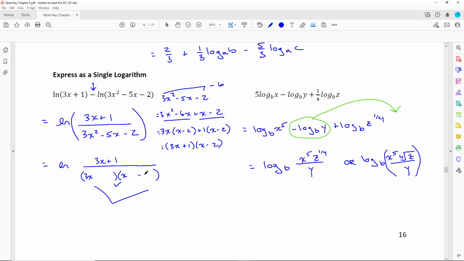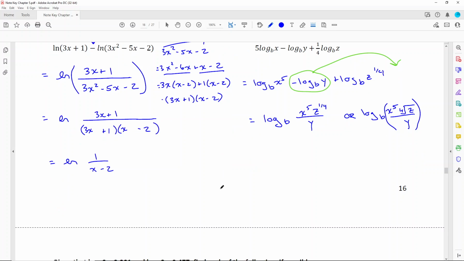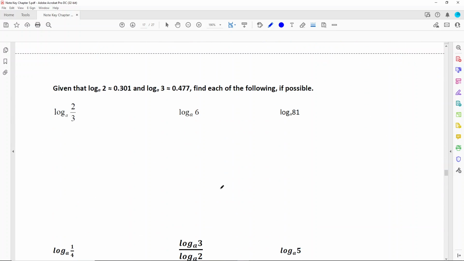So I know I want the 3 times the negative 2 and the x times the plus 1, because that is going to add to give me negative 5x and still multiply to give me negative 2 on the end. All right, then from there, can I simplify? Well, I have a common factor of 3x plus 1, and so this is going to be the ln of 1 over x minus 2. All done. All right, so the last application.